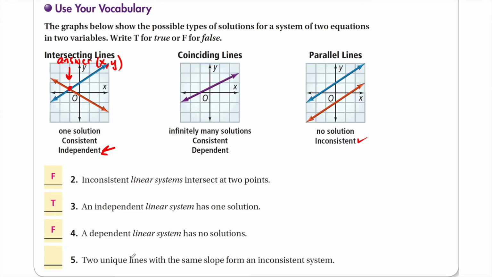And two unique lines that have the same slope form an inconsistent system. That's just a fancy way of saying, hey, if we have parallel lines, it's inconsistent. And in this case, that is true. Great work.